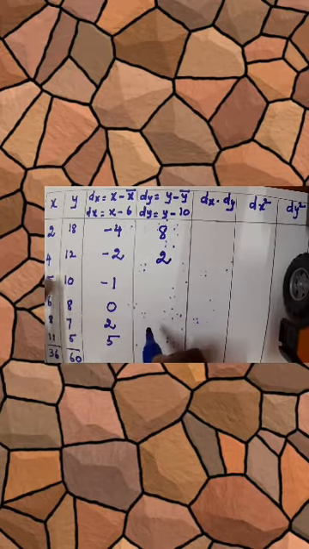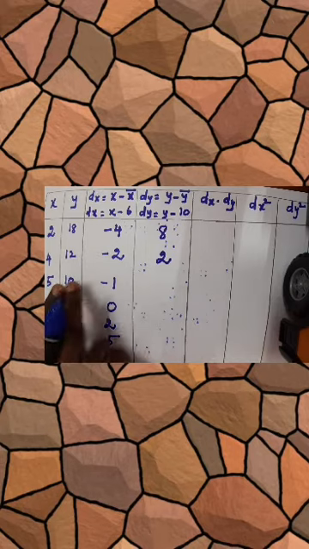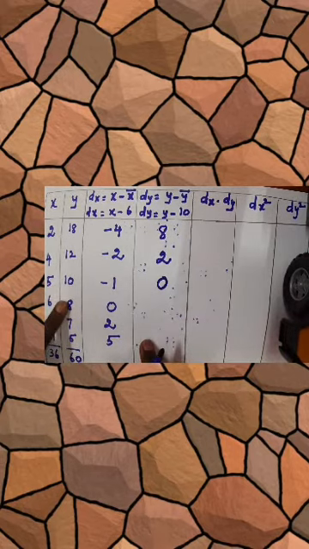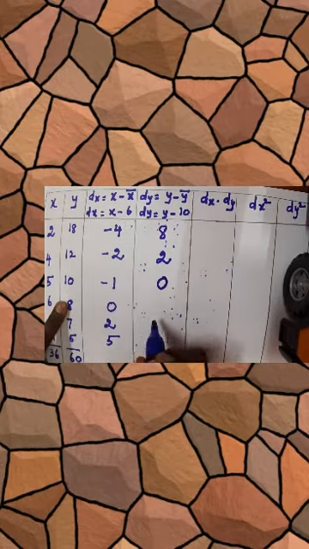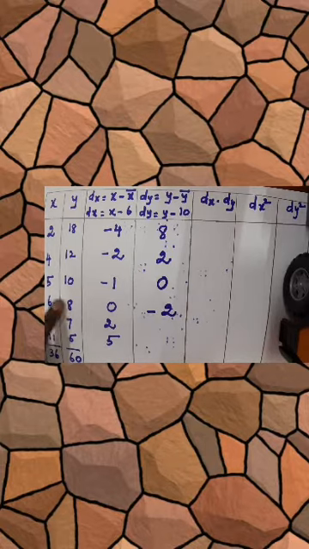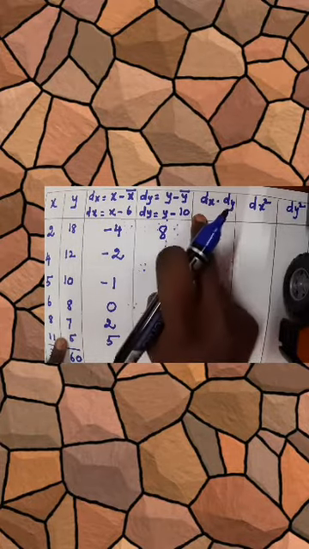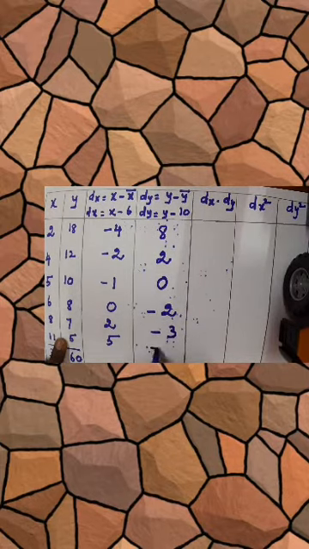positive 2. Yeah, very good. Next, 10 minus 10 will give you 0. Then 8 minus 10 will give you minus 2, negative 2, right? 7 minus 10 will give you negative 3. And then 5 minus 10 will give you negative 5. Are you following? You can just have a look.